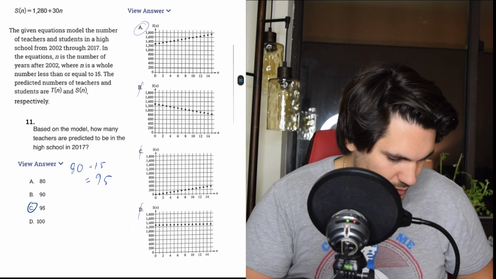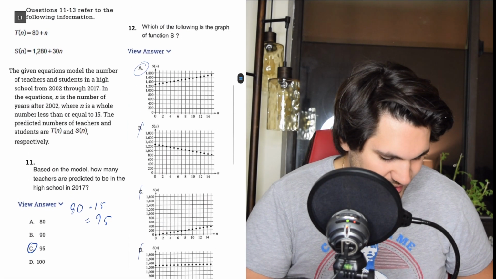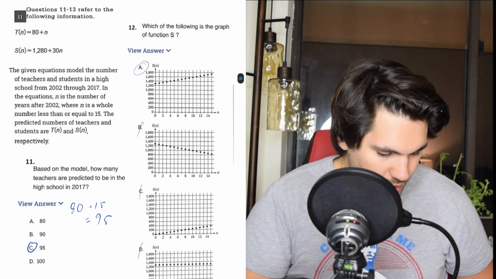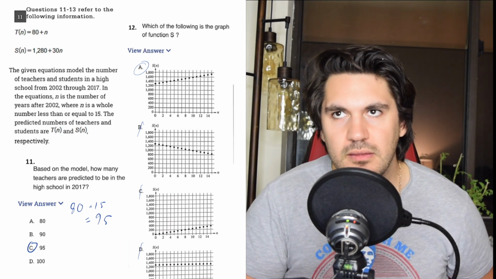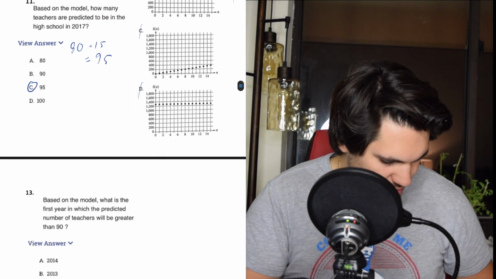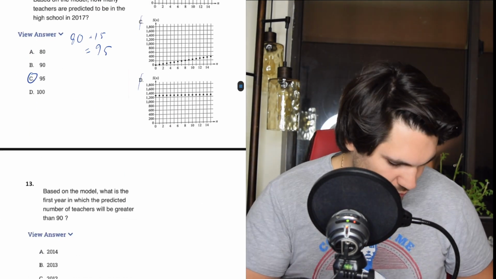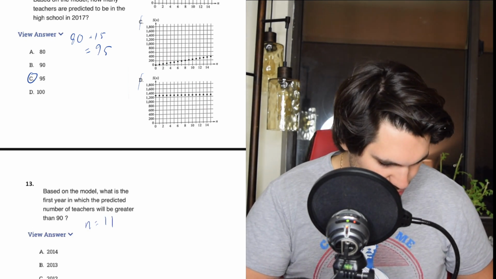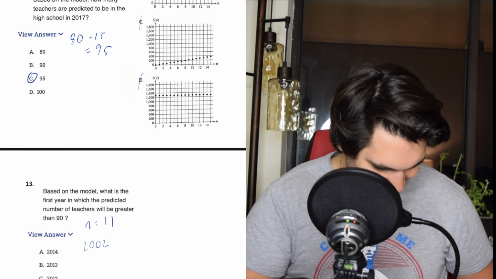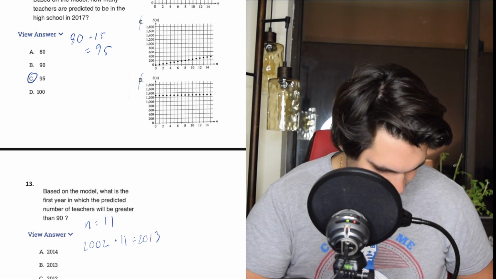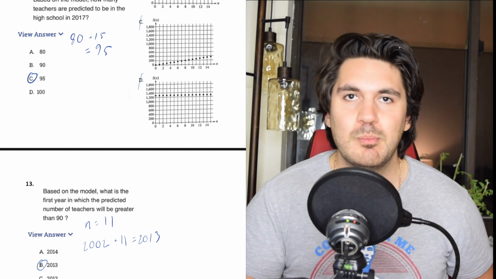So let's see. We're told it's 80 plus N, right? Where N is the number of years after 2002. So N would have to be 11. Because if N were 10, we would get to 90. But we need to be greater than 90. So N must be 11. So it's 2002 plus 11, which is going to be 2013. So the answer should be B.